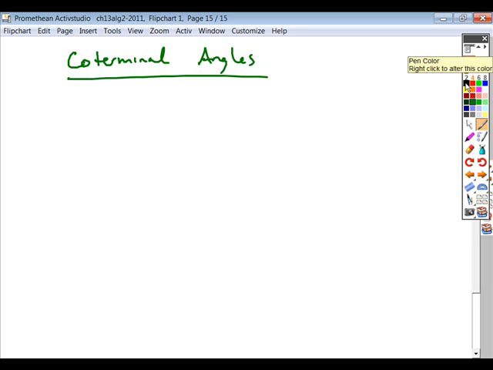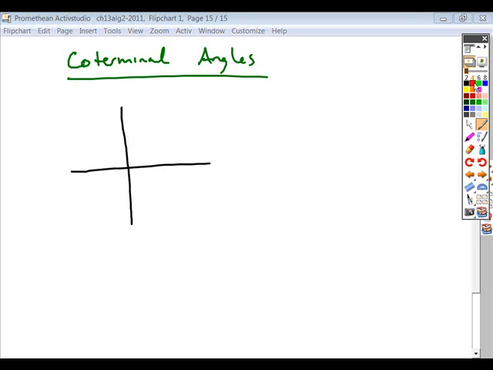Okay, remember, coterminal angles are two angles that have the same initial side, which will always be the positive x-axis portion of a quadrant. And then they have the same terminal side as well.